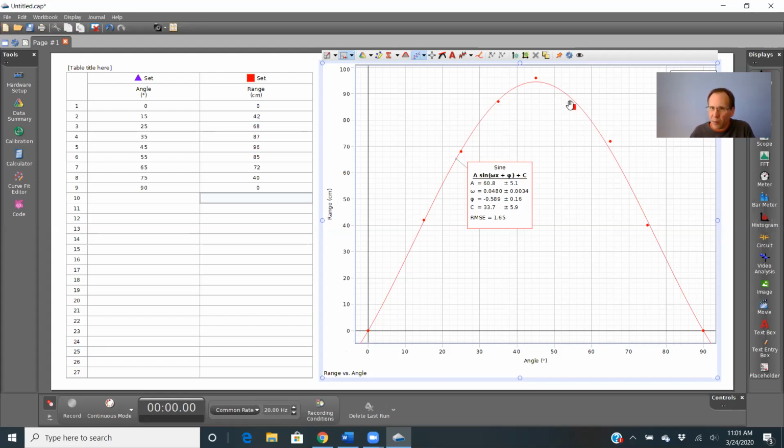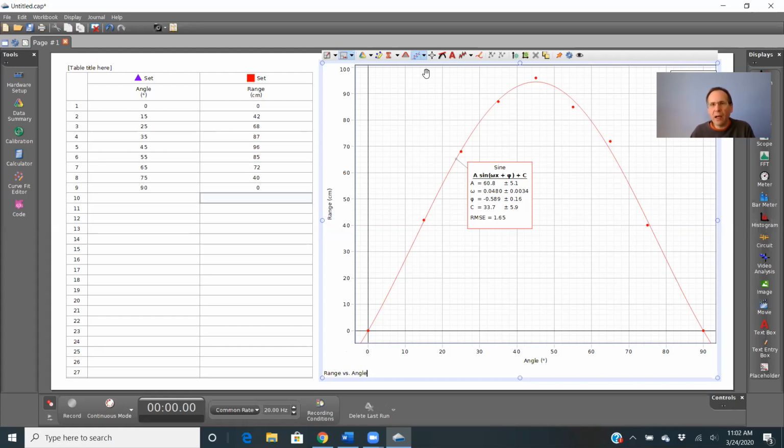We don't want to use our data points. We actually want to find the peak of the fitted curve. Then we'll have our experimental maximum range, or you can read off that value on the y-axis, and we'll have the angle at which it occurred, which is the value from the x-axis. So the easiest way to do this is to use the coordinate tool.